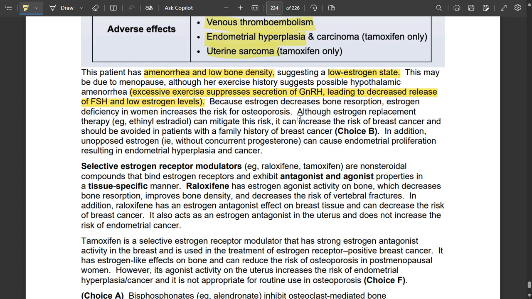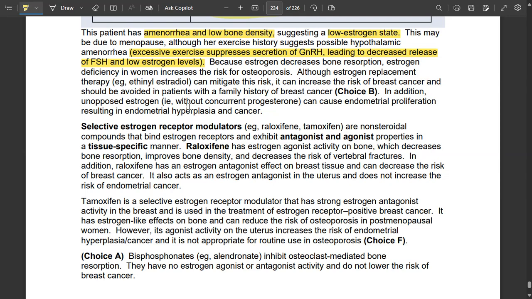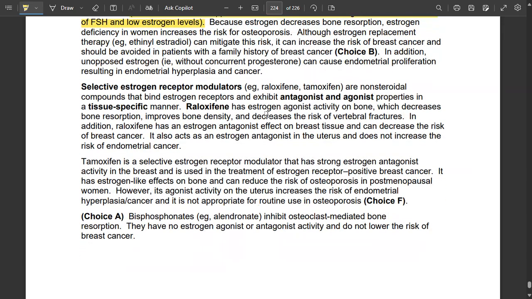Although estrogen replacement therapy can mitigate the risk, it can increase the risk of breast cancer and should be avoided in patients with a family history of breast cancer. In addition, unopposed estrogen, that is without concurrent progesterone, causes endometrial proliferation, resulting in endometrial hyperplasia and cancer.